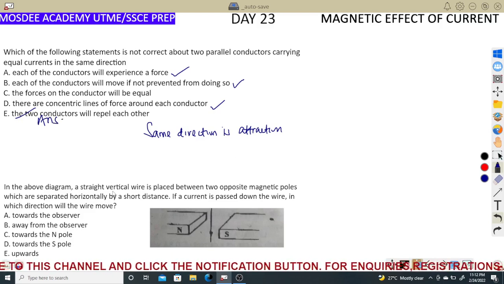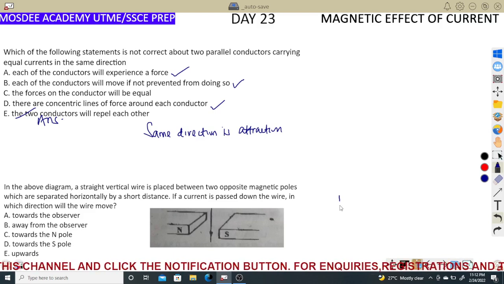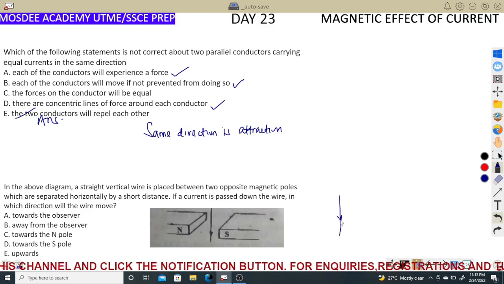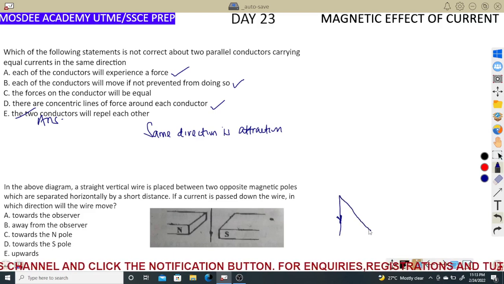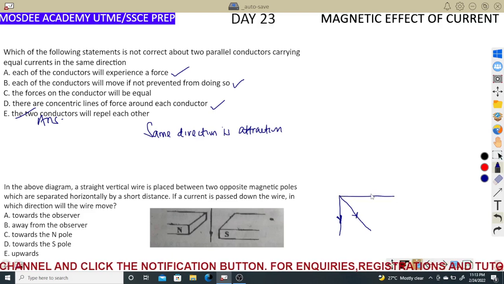In the diagram, a straight vertical wire is placed between two opposite magnetic poles, which are separated horizontally by a distance. If a current is passed down the wire, in which direction will the wire move? You can see the current is downward. I've told you about the direction of the magnetic field, and the direction of force is like this.